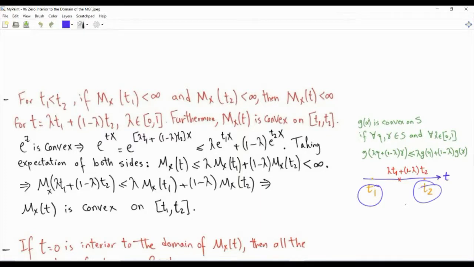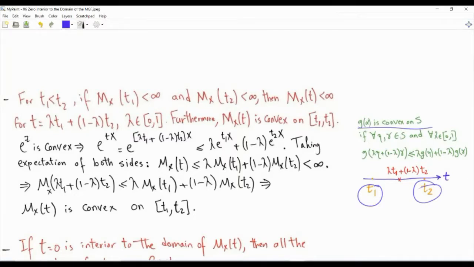So how can we prove something like this? The proof makes use of the convexity of the exponential function itself. This is a reminder of what a convex function is. So we have a convex function on a set.